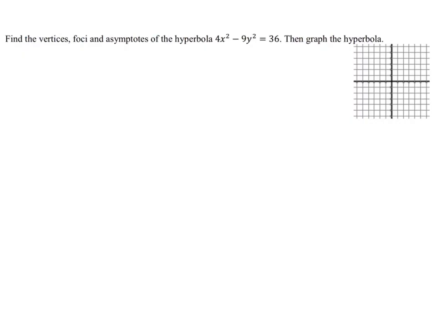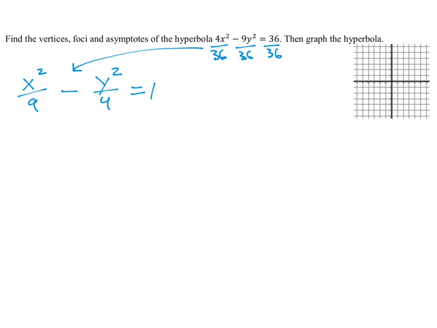So let's do this example that's in your notes, and then we'll do a couple from your assignment. First things first, we need to make sure it equals 1. So we're going to divide everything by 36. And 4 over 36 is 1/9. So we're going to get x squared over 9. And then 9 over 36 simplifies to 1/4. So we're going to have y squared over 4. That's going to equal 1.